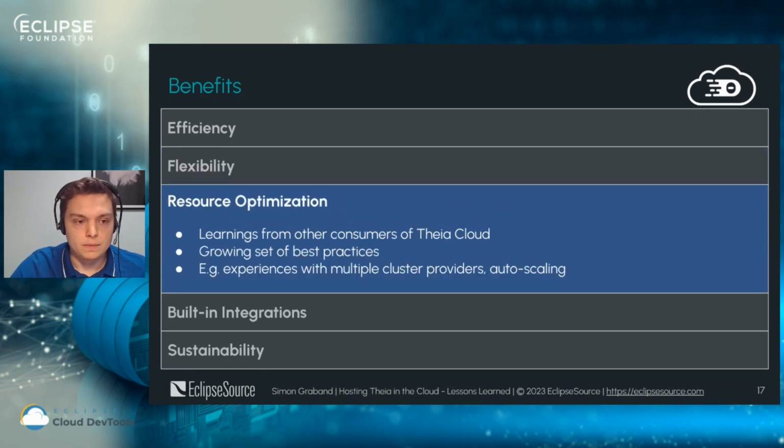Then we have resource optimization. This is, of course, a hard topic to quantify, but what we can promise basically is that learnings from other consumers of Theia Cloud will grow together into a huge set of best practices inside of Theia Cloud. So for example, we were already able to gain experiences with multiple cluster providers like AWS or the Google Kubernetes Engine, or advanced features like auto-scaling.